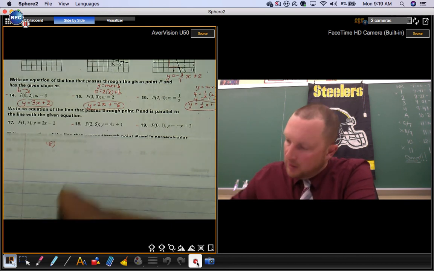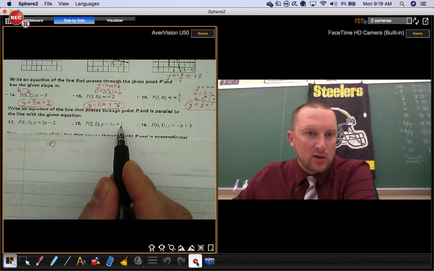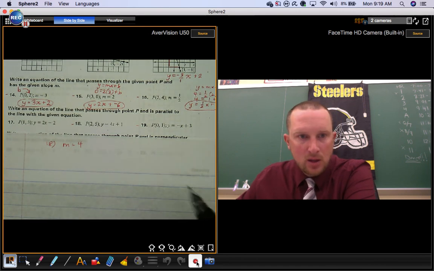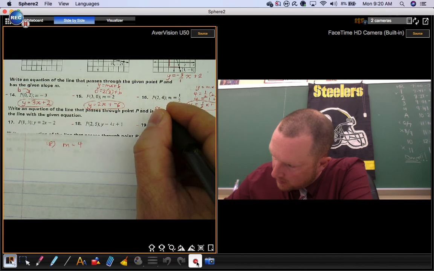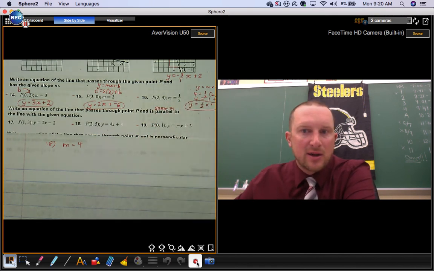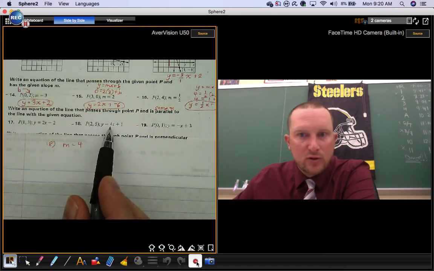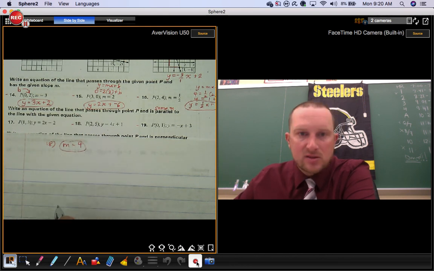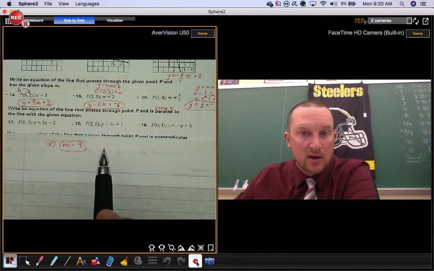In number 18, notice the line they give you, y equals 4x plus 1. The slope of that line is 4. Now, if you want a line that's parallel to that, you need a line that has the same slope as it. So if the slope of your line is 4, the slope of your new line is going to be 4 as well. So you're going to keep this slope. The slope of this line and the slope of the line you're writing are going to be the same.